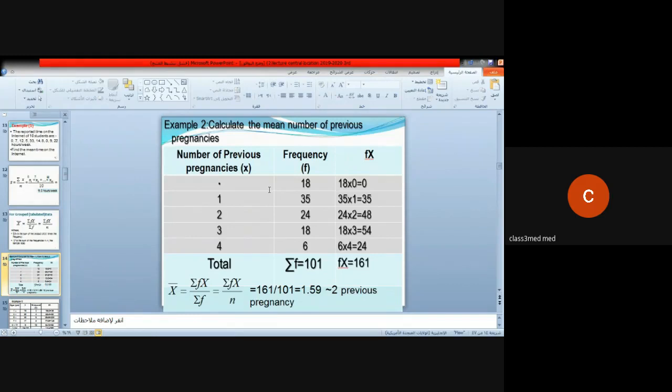n, which is 101, we get the mean number of previous pregnancies, and it was 1.59, which should be approximated to 2, because as you know, for the discrete quantitative variable, it will take only integer figures. So the mean here is equal to 2 previous pregnancies.